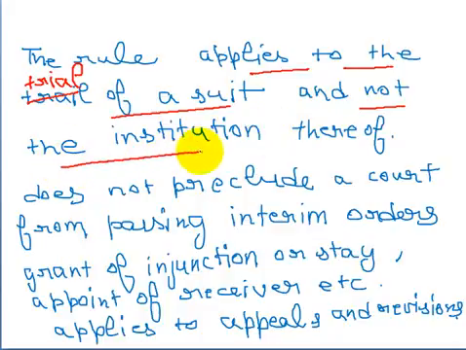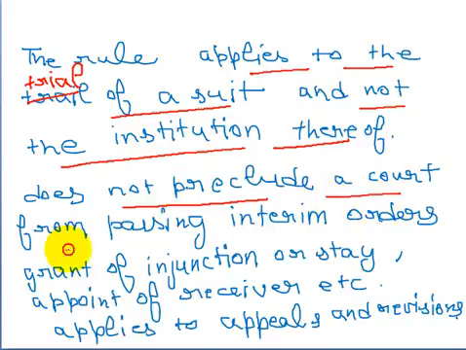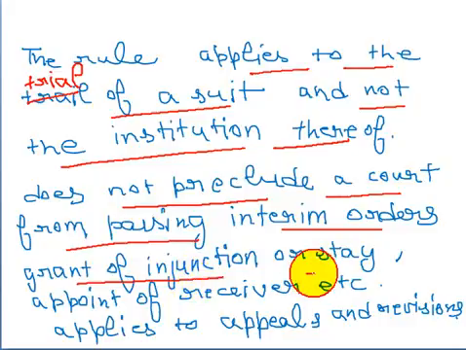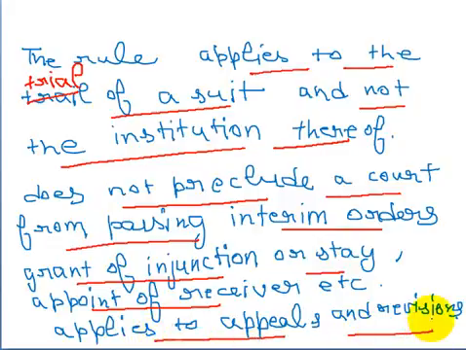So it is clear that the rule applies to the trial of a suit, not the institution thereof. The rule of res subjudice also does not preclude a court from passing interim orders such as grant of injunction or stay or appointment of receiver, etc. It, however, applies to appeals and revisions.